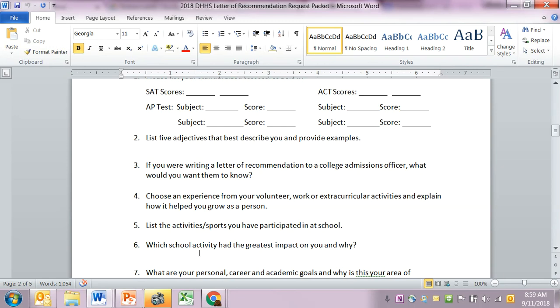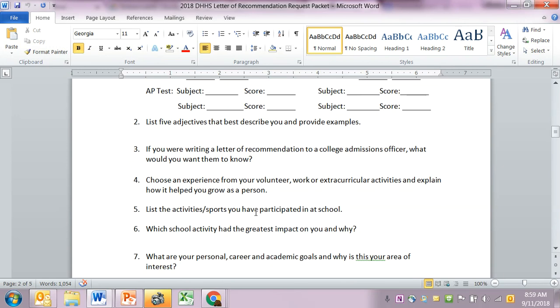Give us something to talk about. So if you're writing a letter of recommendation to a college admissions officer, what would you want them to know? Maybe you had cancer. Like, we don't know this unless you tell us. Choose an experience from your volunteer work or extracurricular activities and explain how it helped you grow as a person. Not like, oh yeah, I went and I helped in an orphanage. Maybe it helped you realize how cool it is that your shoes don't have holes. And maybe it helped you realize that you can be more empathetic.